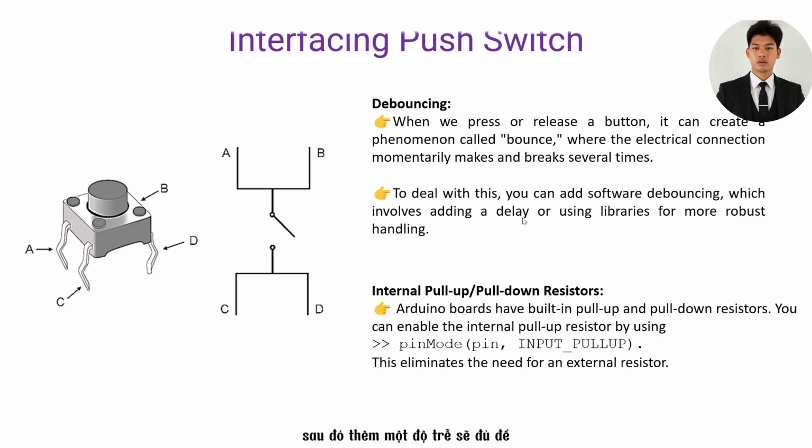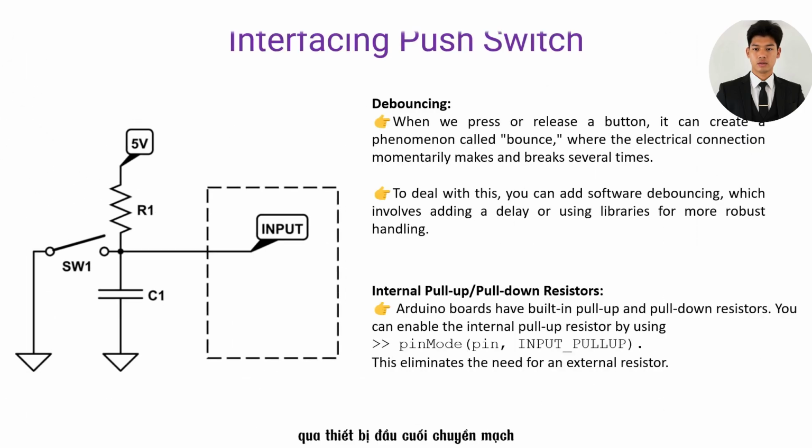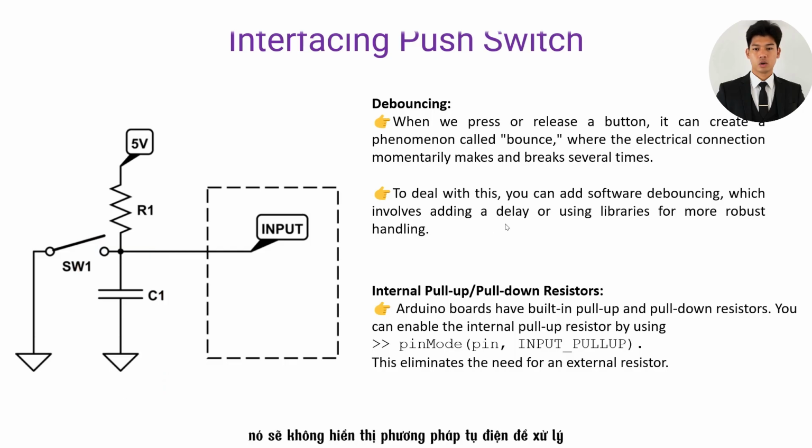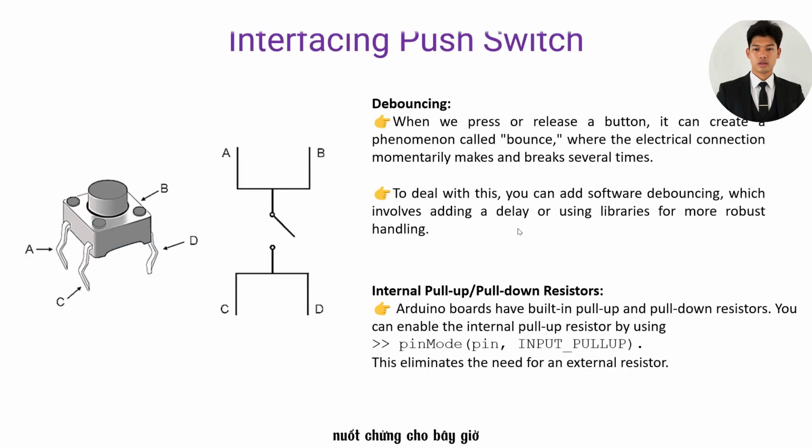If you want to use a software debouncing method, then adding a delay will be enough to reduce that effect. If you want to solve debouncing using hardware, then you can connect a capacitor across the switching terminal; it will remove the transient, or it will remove the bouncing. But for now, we will use the software delay. We will not show the capacitor method for handling debouncing for now. And another concept related to the push switch that we just mentioned is the pull-up and pull-down resistor concept. The Arduino board has built-in pull-up and pull-down resistors.